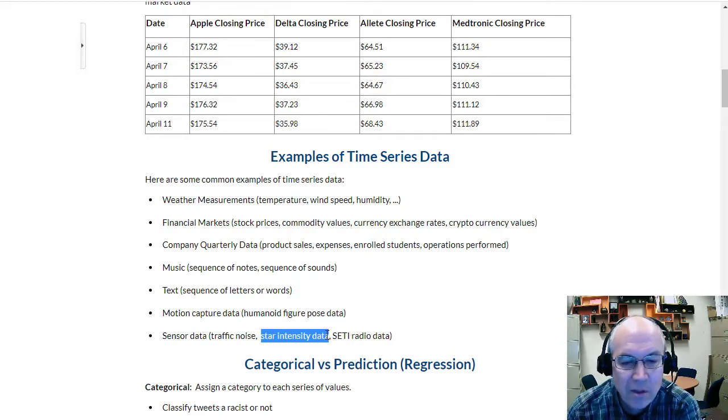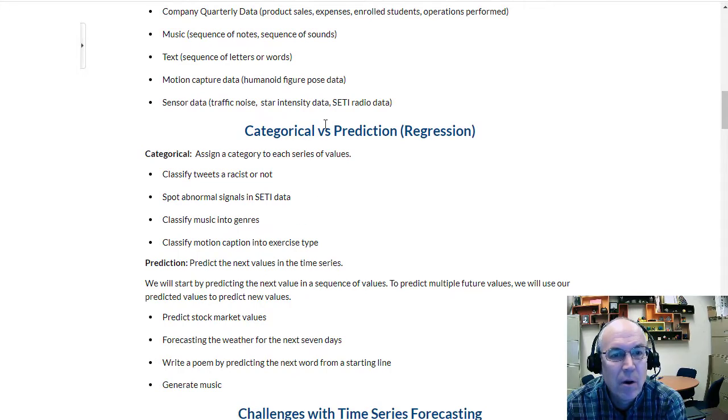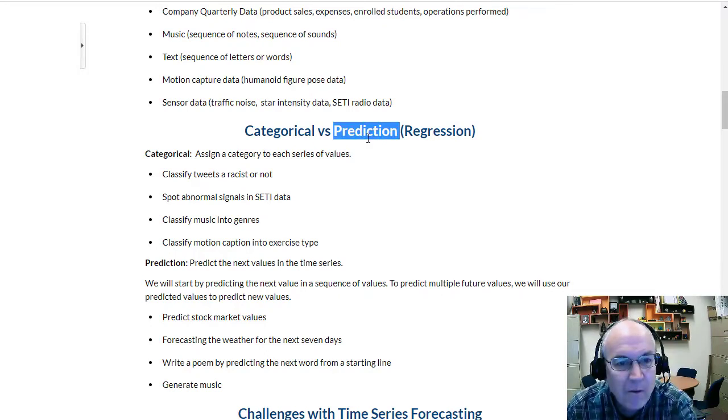If you're trying to do exoplanet identification, you're looking at star intensities, and you're looking for patterns and variability as the star intensity goes down, as maybe a planet transits in front of that star. So the order of all those measurements is important. Okay, so once we have this time series data, what kind of tasks can we do with it? Again, this falls along our old model: we can do categorical, where we put data in categories, or we can do what we call regression, or prediction, which is the more common term now, as we get into time series.